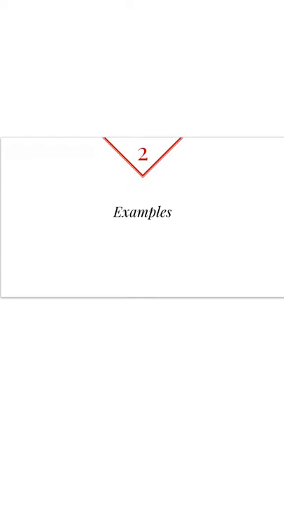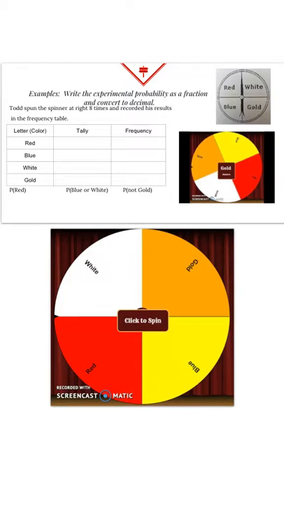Let's look at some examples. Your directions are to write the experimental probability as a fraction and convert it to a decimal. Todd spun the spinner at right 8 times and recorded his results in the frequency table. So let's actually do the experiment and spin the spinner.